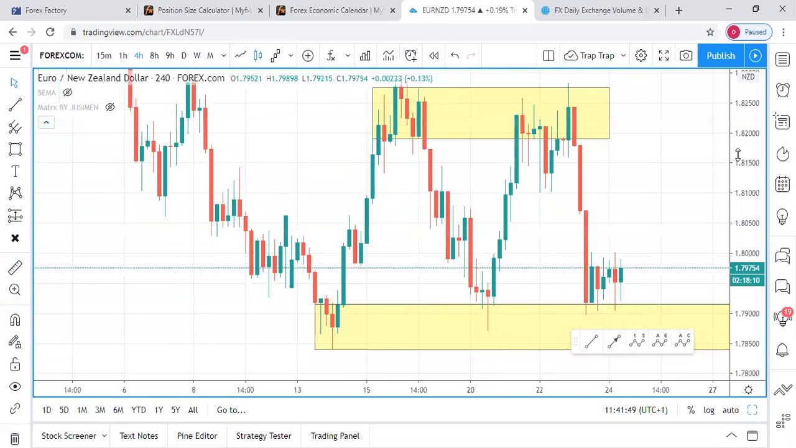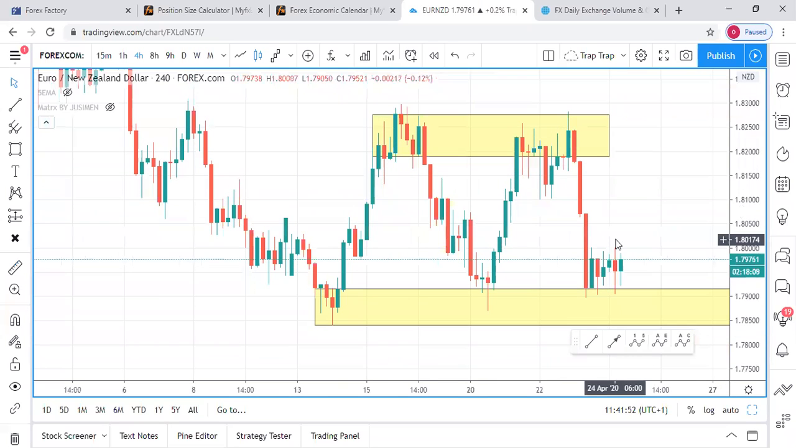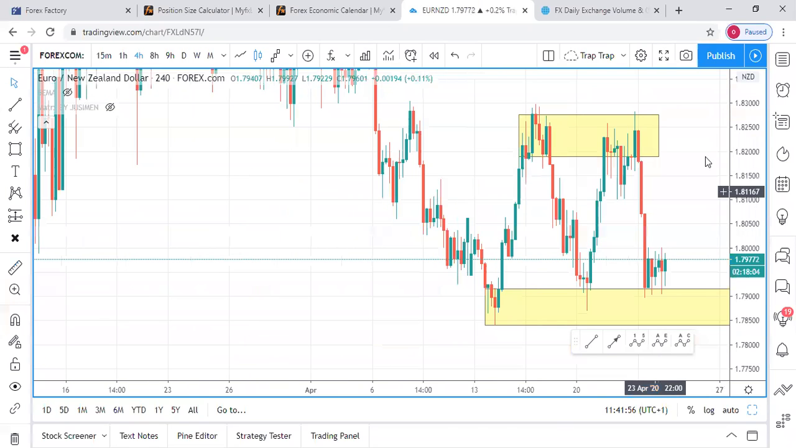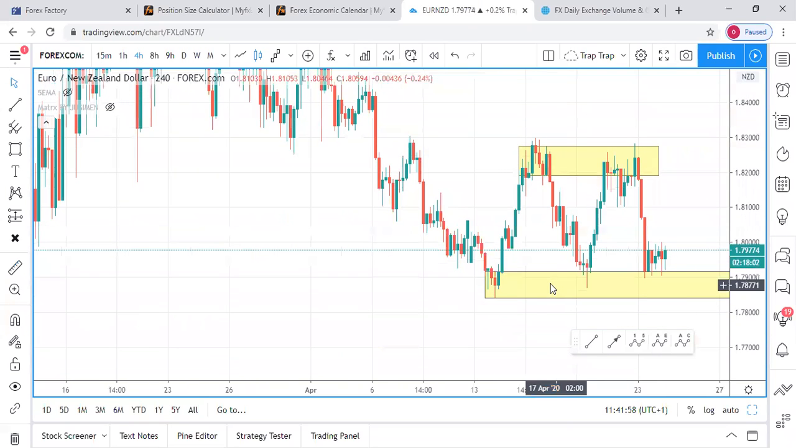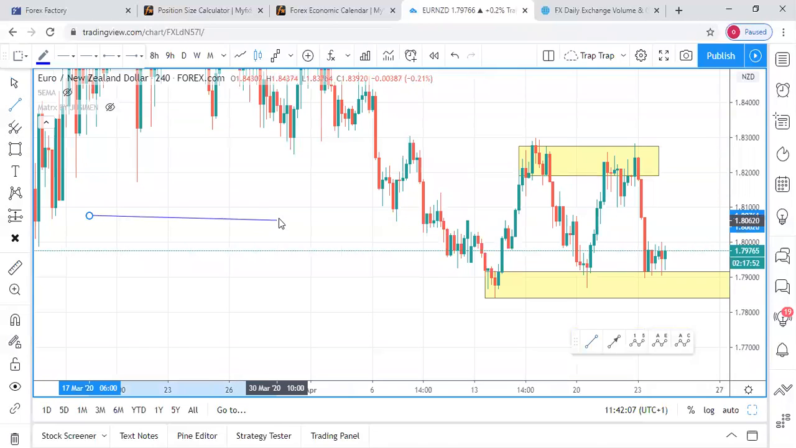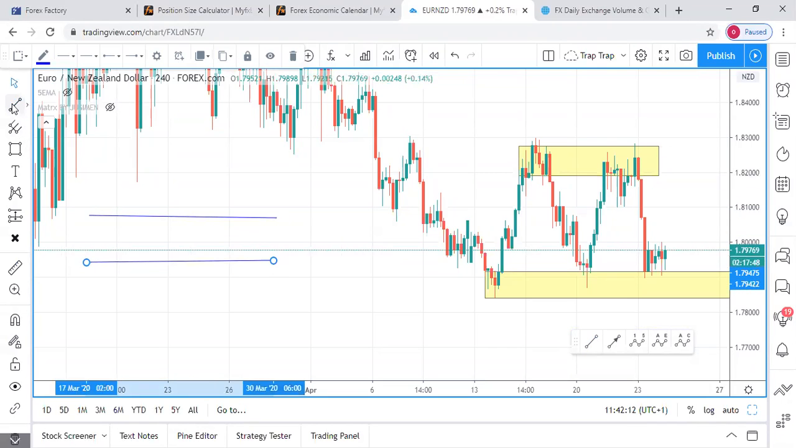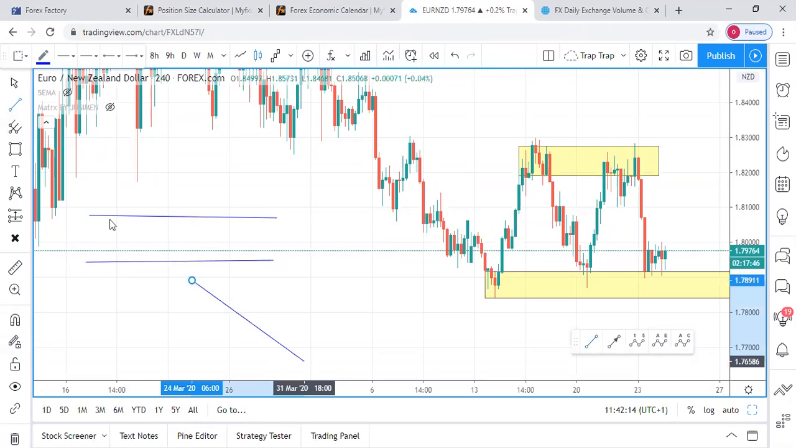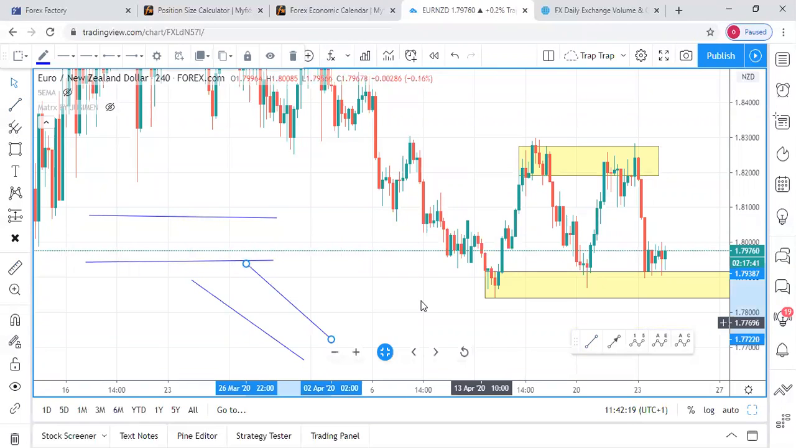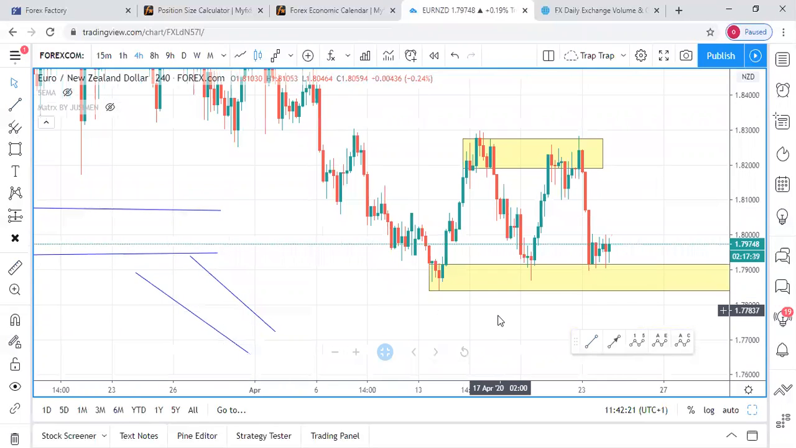Now, I said I was going to explain some other terms. But before I do that, from what I've explained now, I've given you 3 ways of looking at ceilings and floors. The first one, we looked at horizontal lines. The second one, we looked at slanted lines, which we'll call channels. And the third one, we looked at zones.